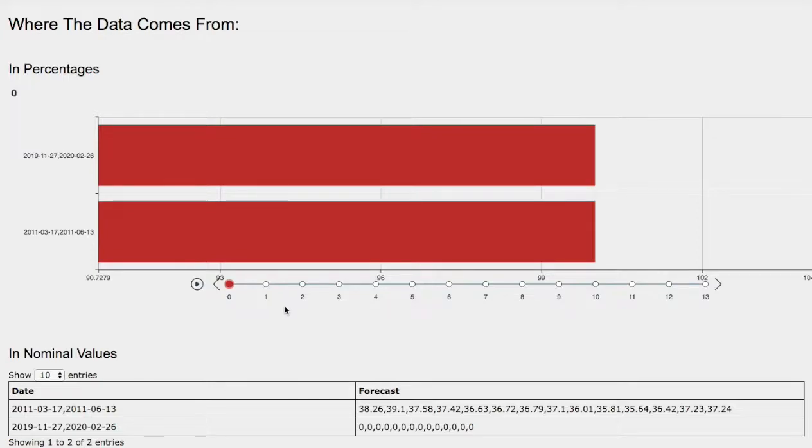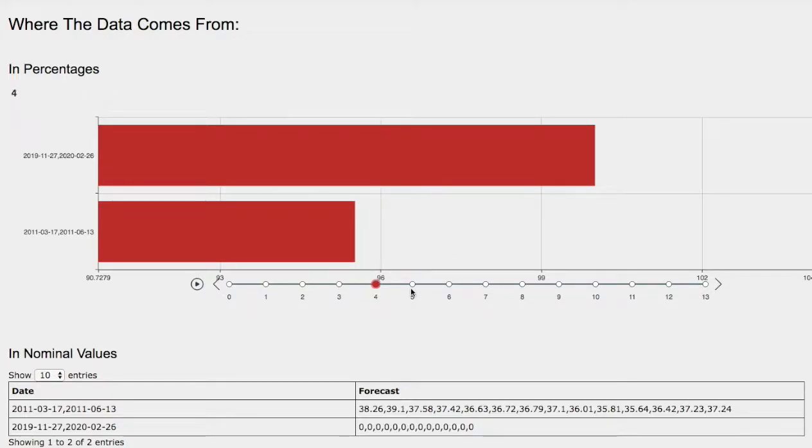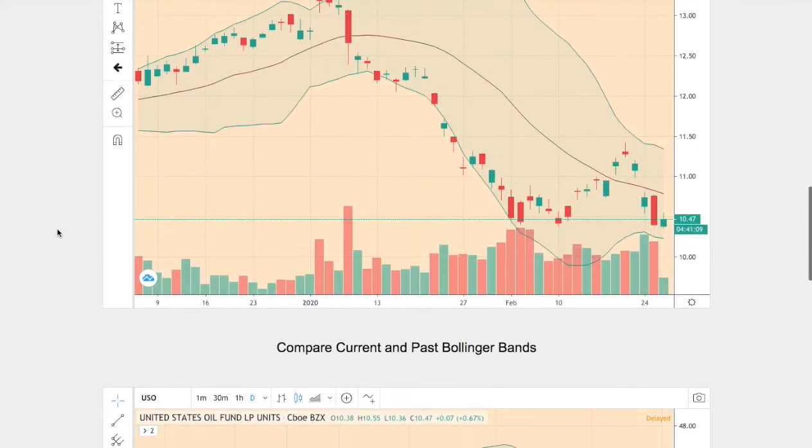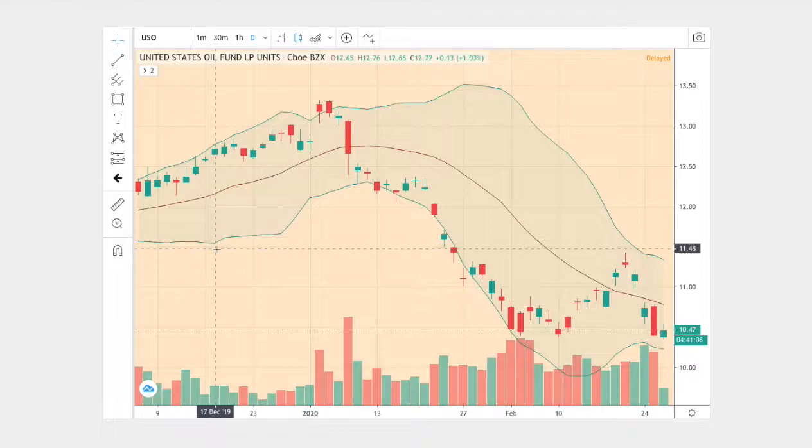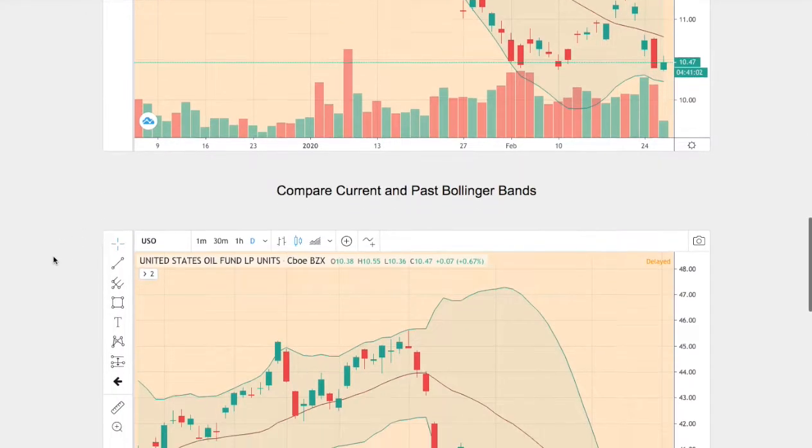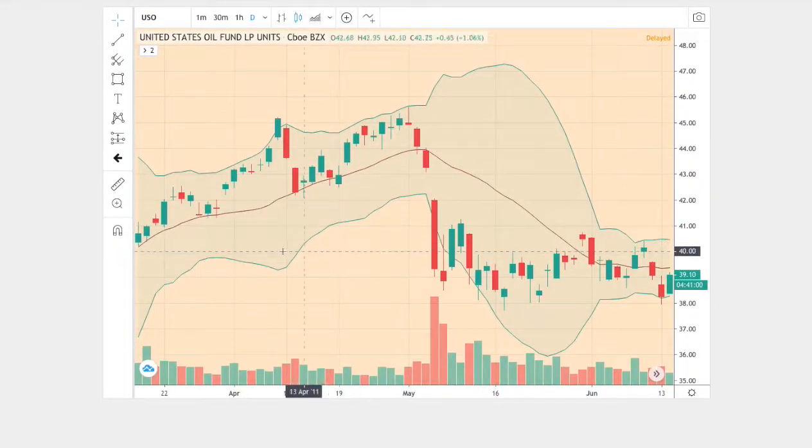So let's examine the day-by-day forecast for WTI. So we have 1 day out, 2 days out, 3 days out, 4 days out, 5 days out, 6 days out, and 7 days out. So I'll compare why this chart is better, or is the best match to the current trend. Right here we have the current trend, and below is the trend that I believe is the best match. This trend dates back to March 17th, 2011 to June 13, 2011.